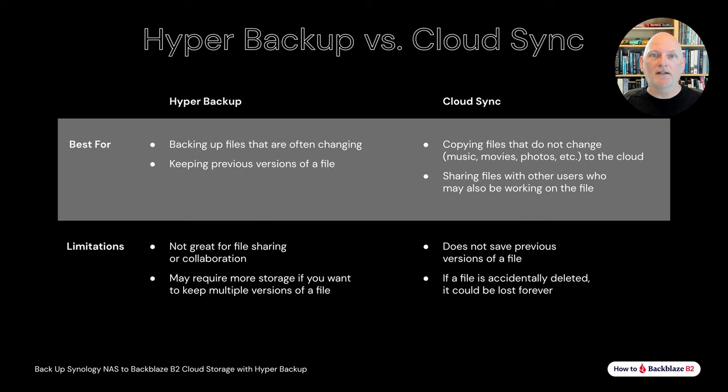Backup, however, is better for files that are often changing. In this case, you want to use Synology's Hyper Backup app. This allows you to save multiple past versions of files in case you need to roll back to an earlier point in time. We'll be working with Hyper Backup in this video, but you can find another video covering Synology's Cloud Sync app in our channel.